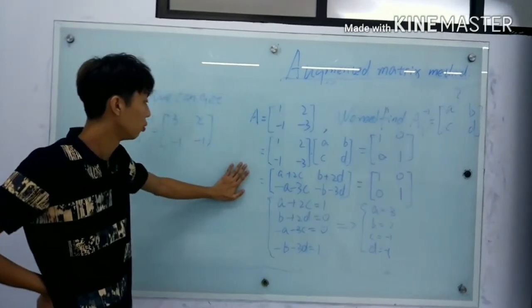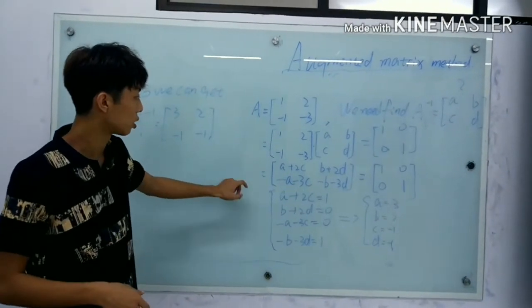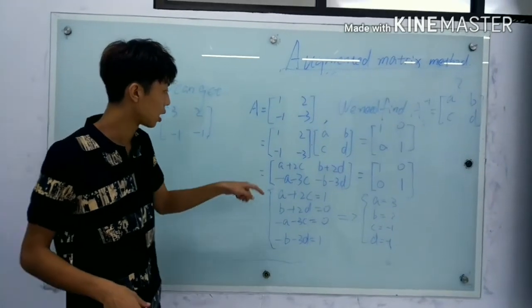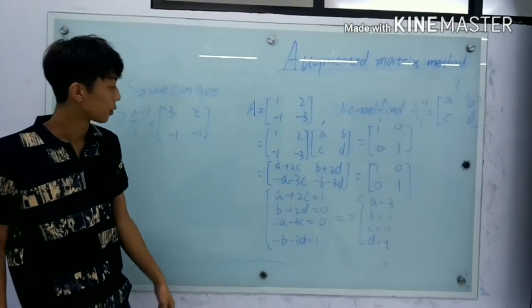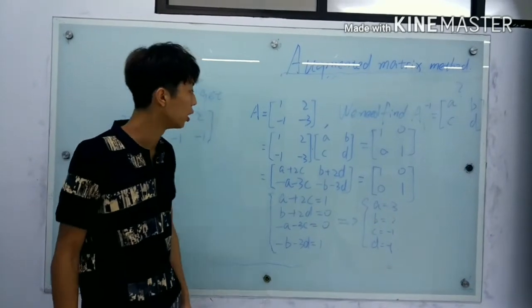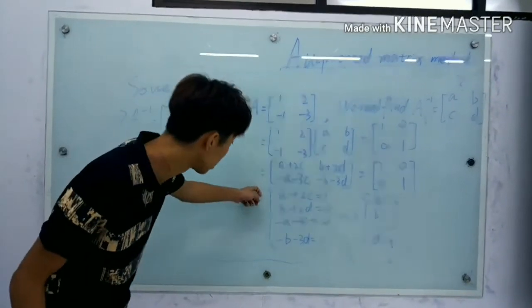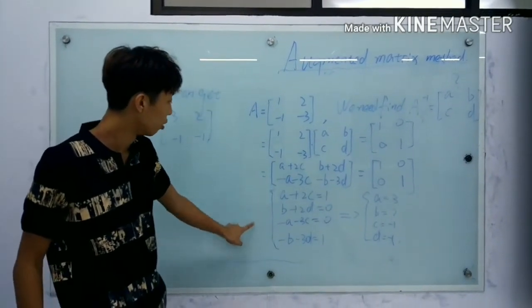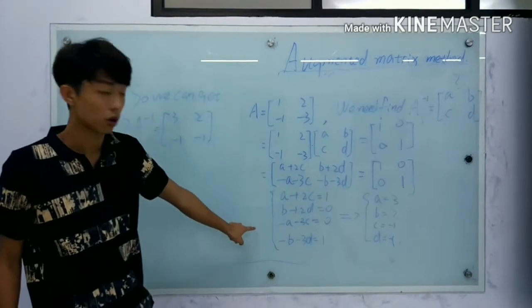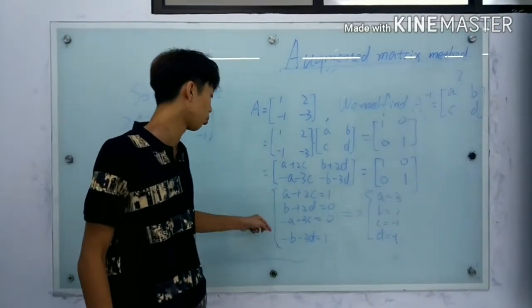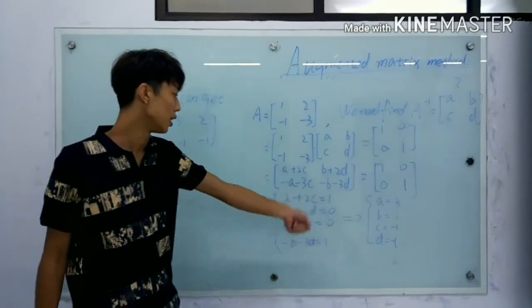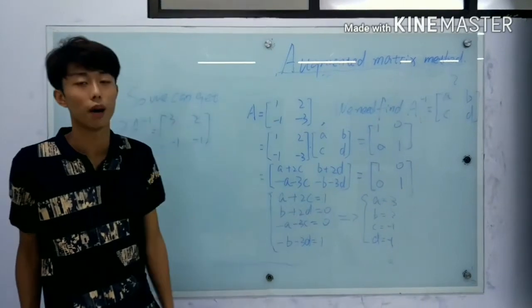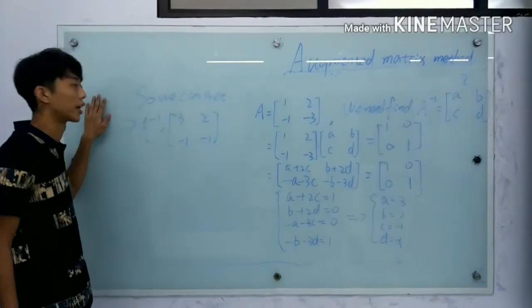In this step, when we multiply them together, we get [a + 2c, b + 2d; -a - 3c, -b - 3d] equals [1, 0; 0, 1]. So a + 2c equals 1, b + 2d equals 0, -a - 3c equals 0, and -b - 3d equals 1. We can get a equals 3, b equals 2, c equals -1, d equals -1. So that's what we can get.